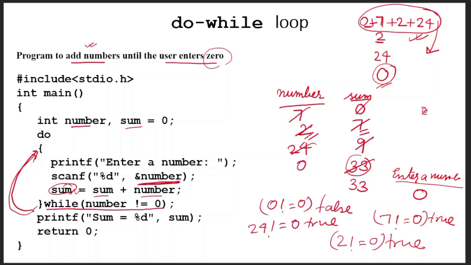So it will come out of the do while loop and it will print sum is equal to sum. What is the sum value? 33. So this is the output of the do while loop, and this is how your do while loop works.